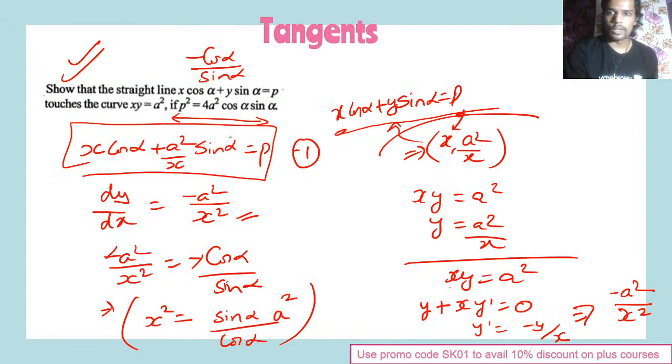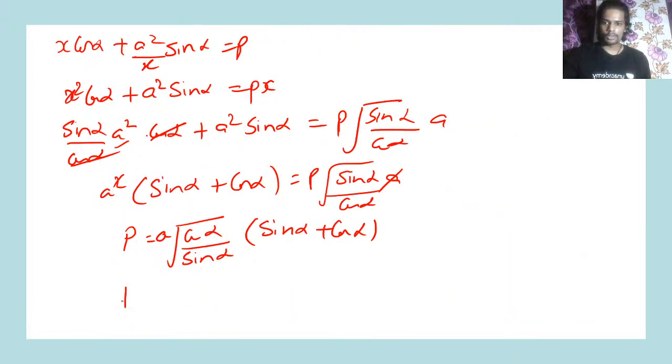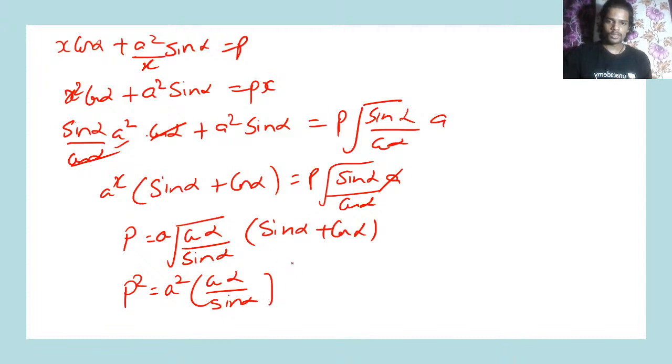So what is p square? We have to prove that there is a, if we square both sides. Now if you square both sides, you will get p square equal to a square cos alpha upon sin square alpha plus cos square alpha would be 1 plus 2 sin alpha cos alpha. Oh, maybe we have to use our head right now. We have to actually solve it in a proper manner.